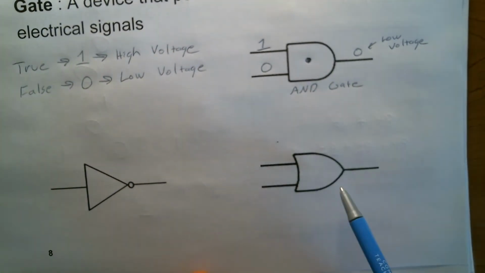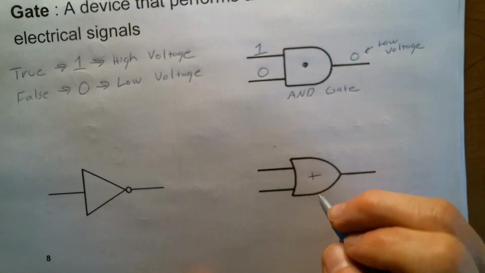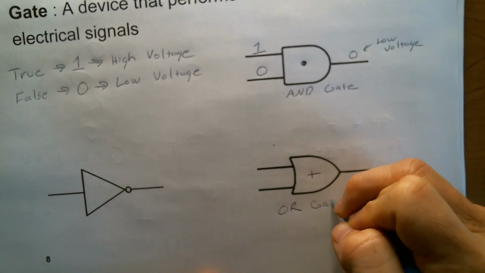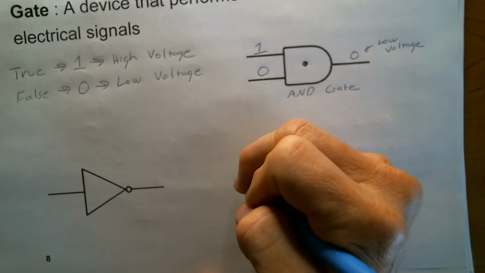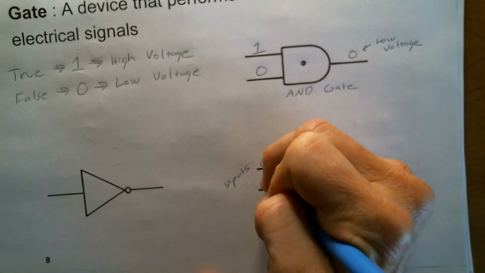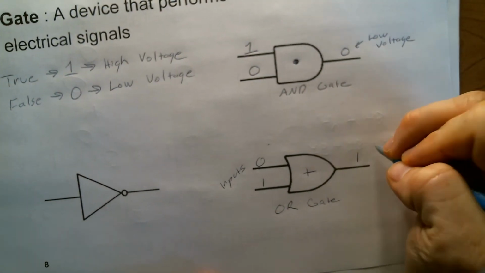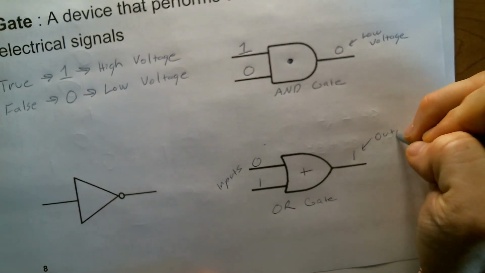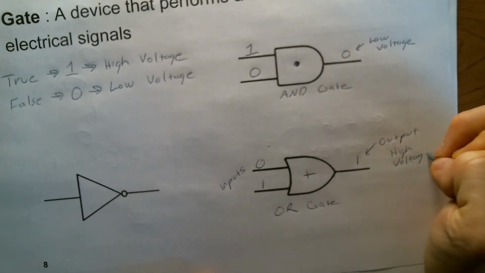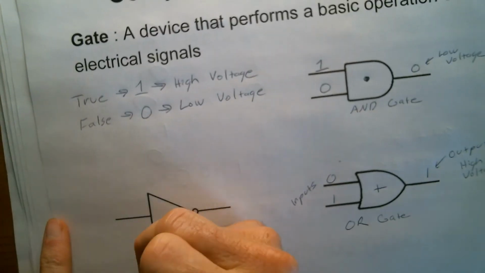All right. This right here is our OR gate. Sometimes we'll put the plus sign in there, just for those graphically impaired that aren't very good at drawing things. So this is our OR gate. And again, you have your inputs. And maybe this time they're 0 and 1. And because this is an OR gate, we would expect an output of 1, or our output would be high voltage. And then over here, this is our friend, the NOT gate, which basically just flips it around.